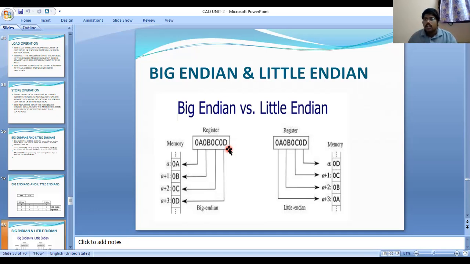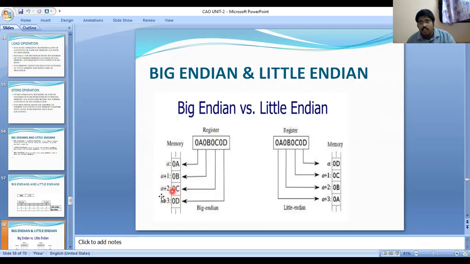So here, alpha or A plus 1, A plus 2, A plus 3, these are the memory location addresses. A means 2000, so the next address will be 2001, 2002, 2003 and so on. Okay, now I am coming to my point. What is meant by big endian and what is meant by little endian?